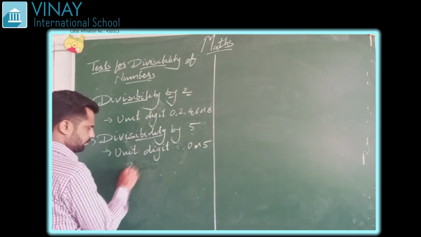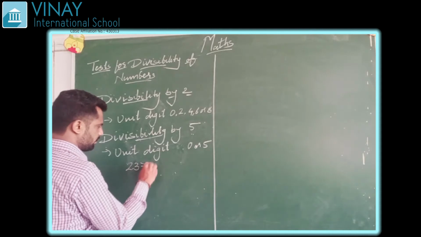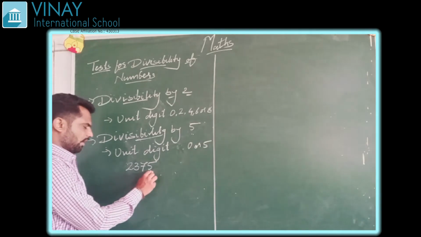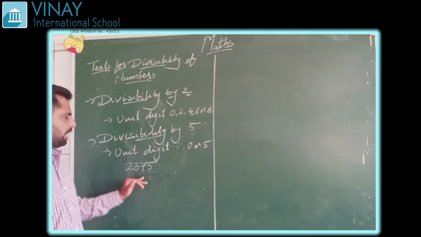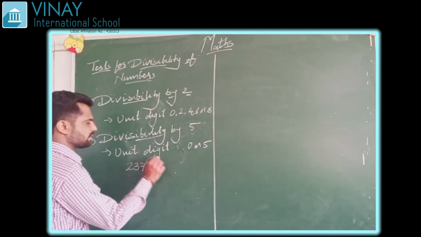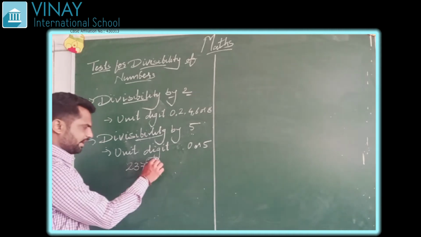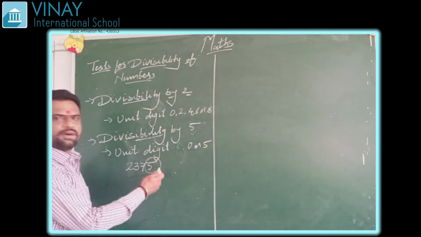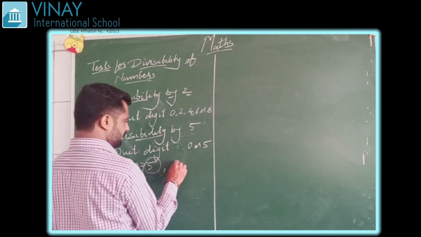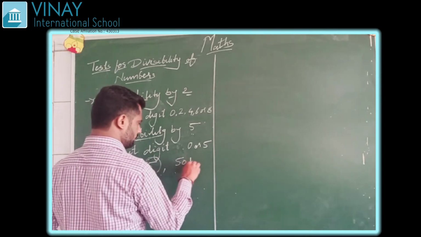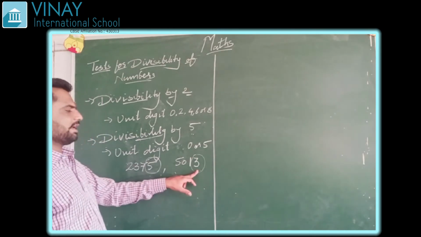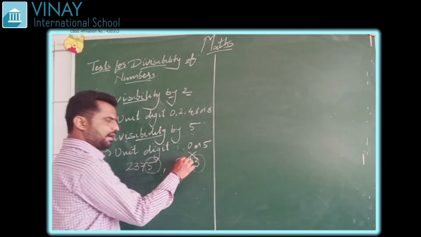For example, here 2375. Again we don't need to divide this whole number by 5 and see, but we just need to see the last place, that is the unit digit. If it is 0 or 5, then it is divisible by 5. If the number is like this, here the unit digit is 3, it means that it is not divisible by 5.